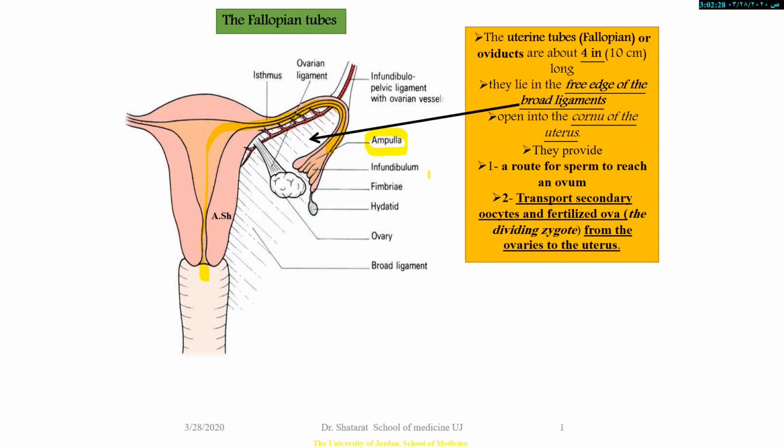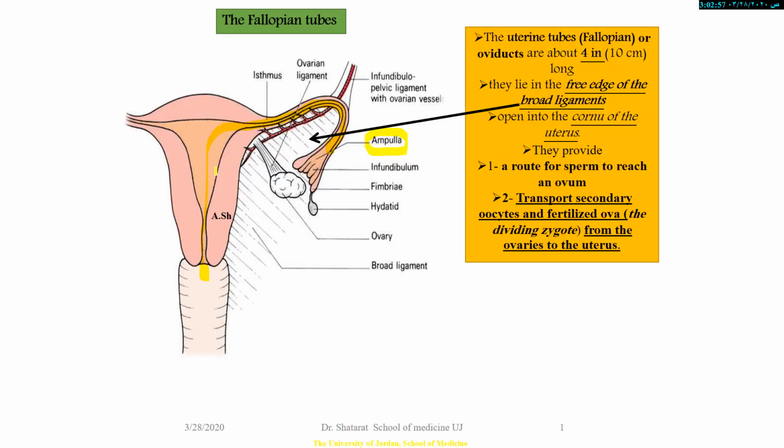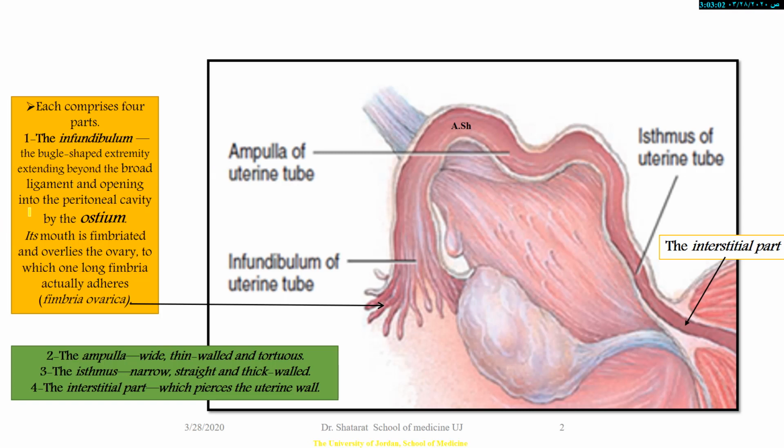So their function is in transportation of the sperm first of all, and then after fertilization they help in carrying back the fertilized egg to the uterus. The uterine tube has 4 parts. They are here. The first one is the infundibulum.